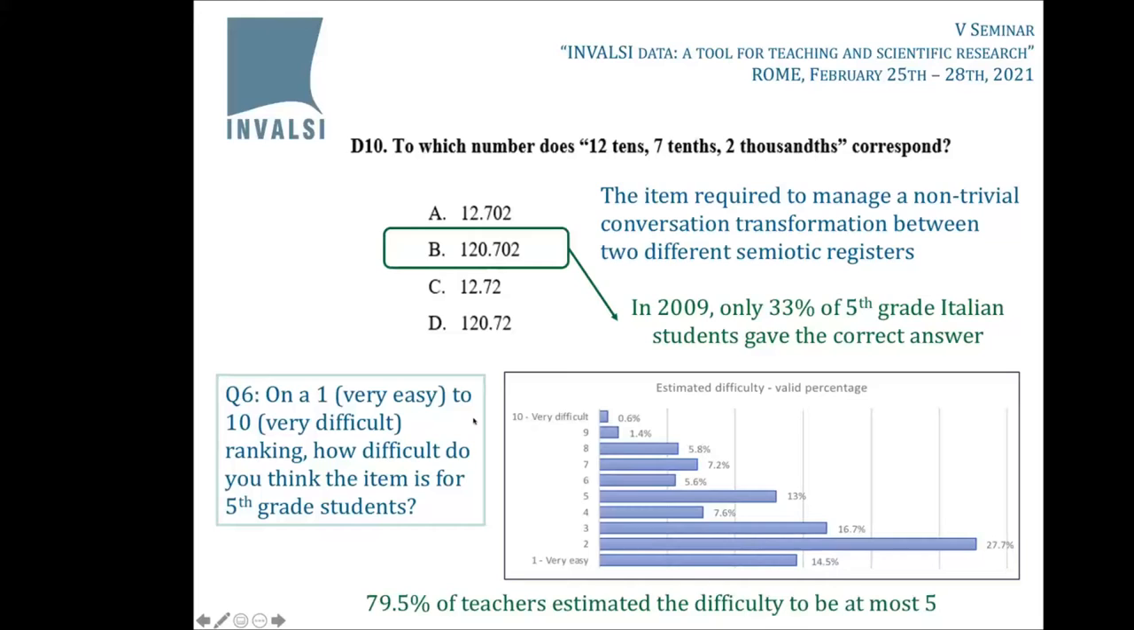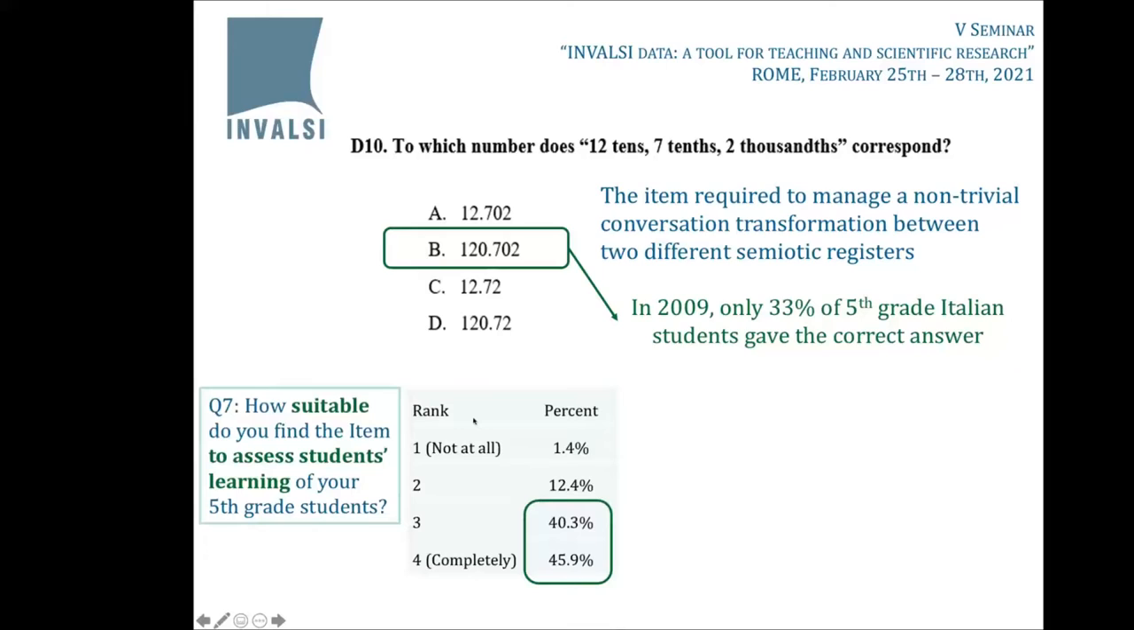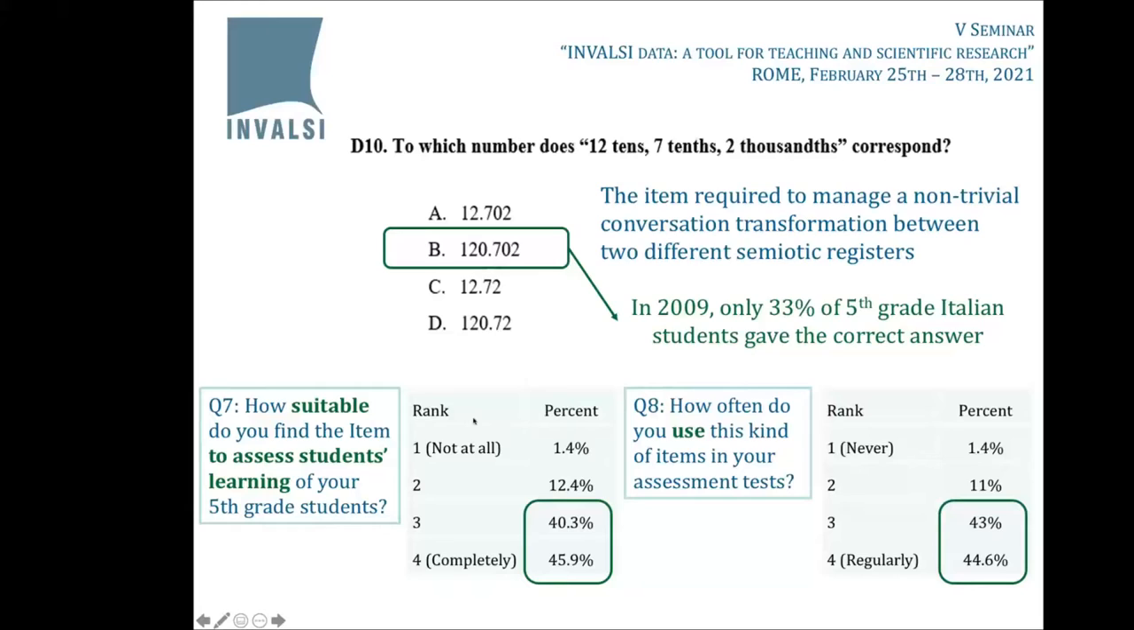Despite this discrepancy, results also confirm that the item is, among the seven used in the survey, the one considered the most suitable for assessing learning, with 86.2% of teachers who evaluate its suitability ranking it 3 or 4 out of 4, and one of the most commonly used in assessment tests, with 87.6% of teachers stating they use this type of item in their assessment tests, ranking it 3 or 4 out of 4.